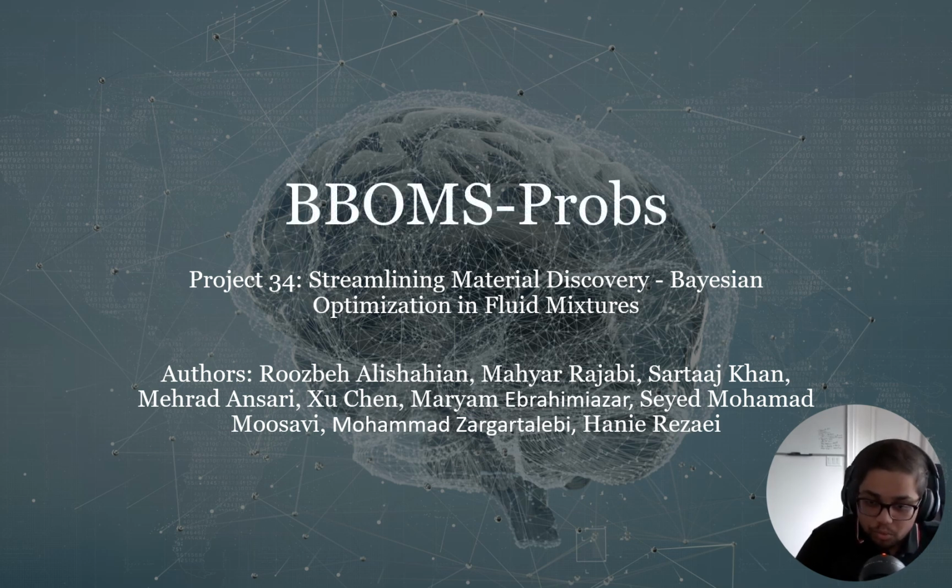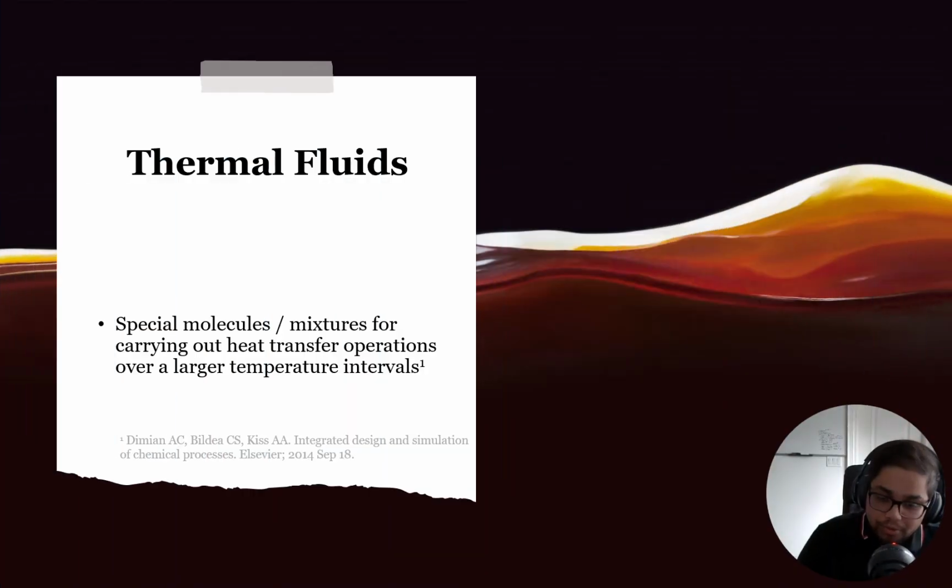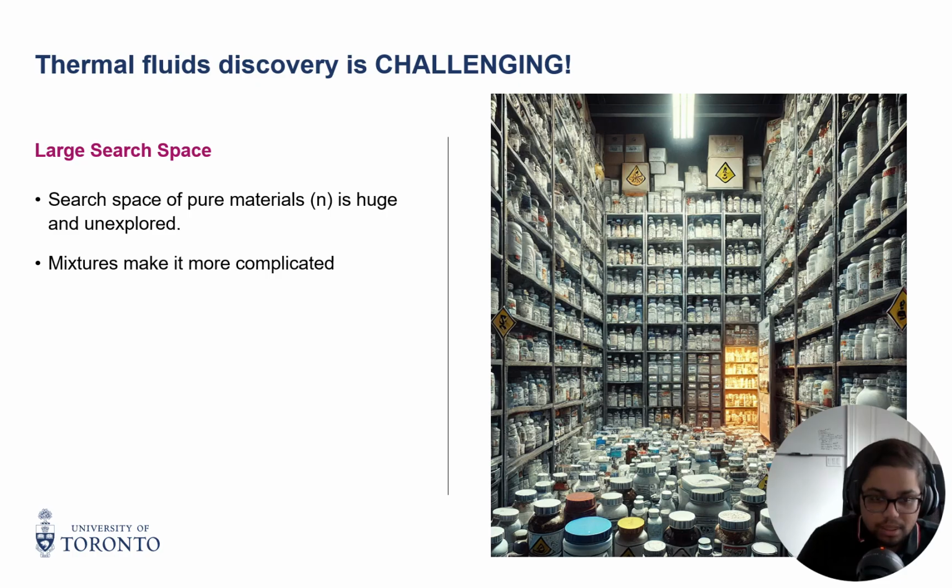Hi everyone, we're team BOMS-Probs, and our project is about streamlining material discovery using Bayesian optimization for fluid mixtures, specifically for thermal fluids. So thermal fluids are essential in heat transfer operations, especially when we need to operate over a wide temperature range. However, discovering new thermal fluids is incredibly challenging. Why? Well, because the search space is massive.